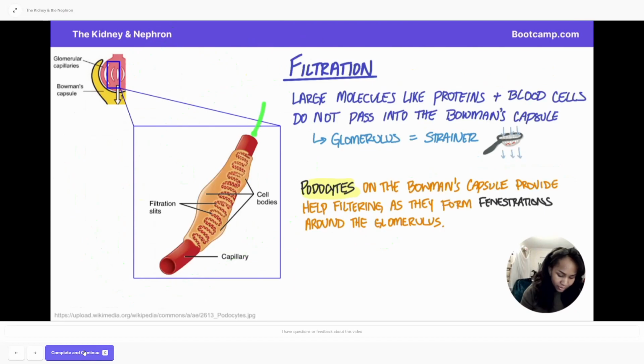So as the blood flows through the capillary, we get smaller molecules being filtered out, while the large proteins and blood cells stay within the vessel, as they should, and continue to move throughout the body. And because these little openings are kind of like windows, they're also called fenestrations.